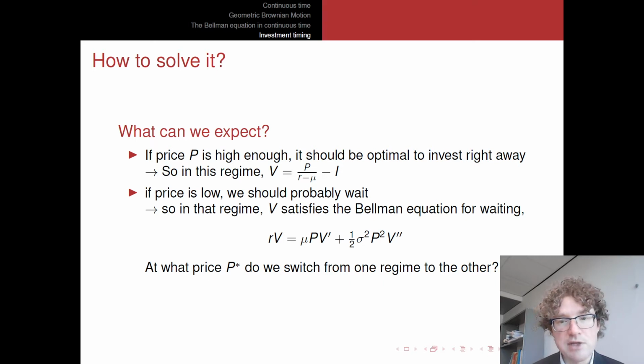And the question that we need to address is, well, of course, this is what happens at a very high or a very low price, but at some point there will be a switch, right? These two parts have to be somehow connected at some threshold. So the threshold P star is the price at which we'll switch from the waiting regime to investing into this plant. And we need to figure out what price P star, or threshold P star, will be the optimal one.